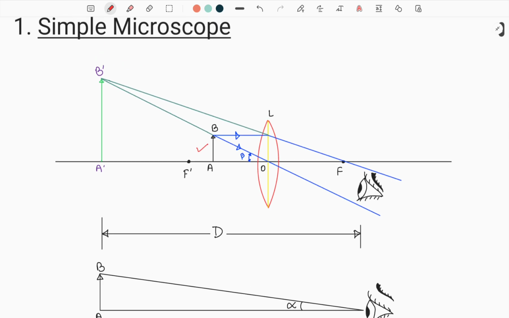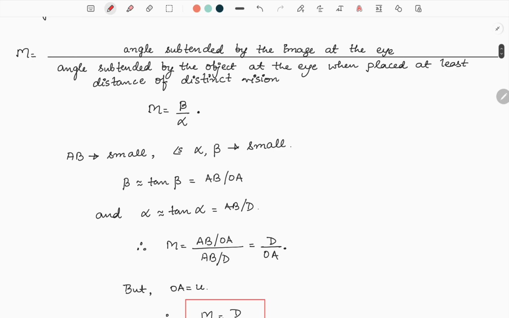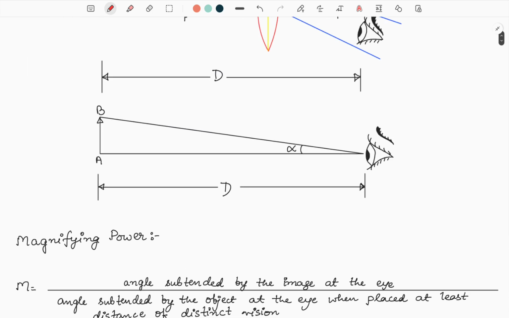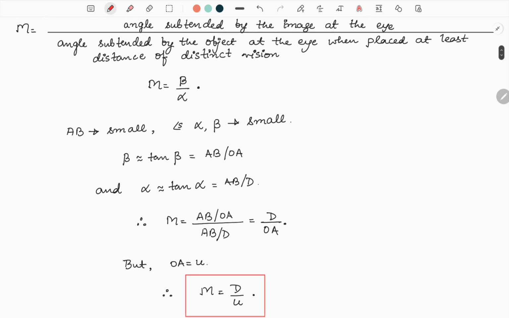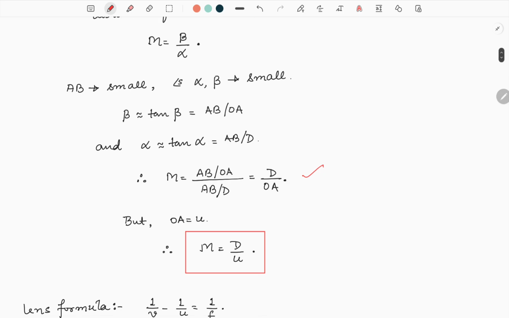In this triangle, beta is AB upon OA, and tan alpha is equal to AB by D, that is perpendicular by hypotenuse. After putting these two values, AB will get cancelled and M will become equal to D by OA. Since OA is the object distance, we can replace it by U. So the M formula will become capital D upon small u.